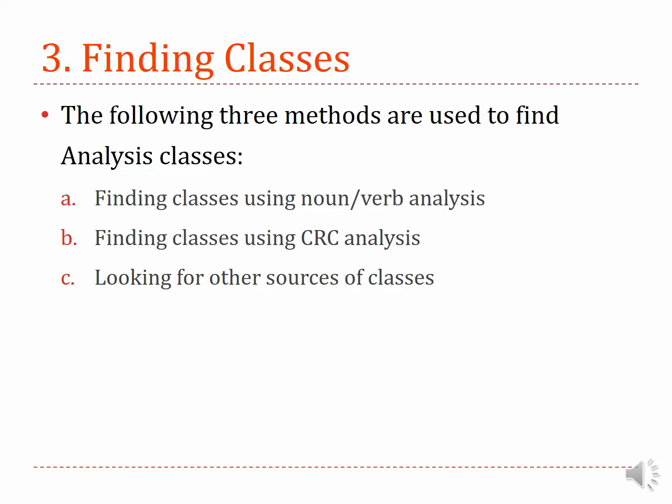There are three commonly used techniques for finding analysis classes. First is noun-verb analysis, where we examine the requirement documents to identify classes and responsibilities. The second one is CRC analysis, which helps us refine the classes by identifying their responsibilities and collaborators. The third technique is looking for other sources of classes such as physical objects, documents, user interface, and conceptual entities.